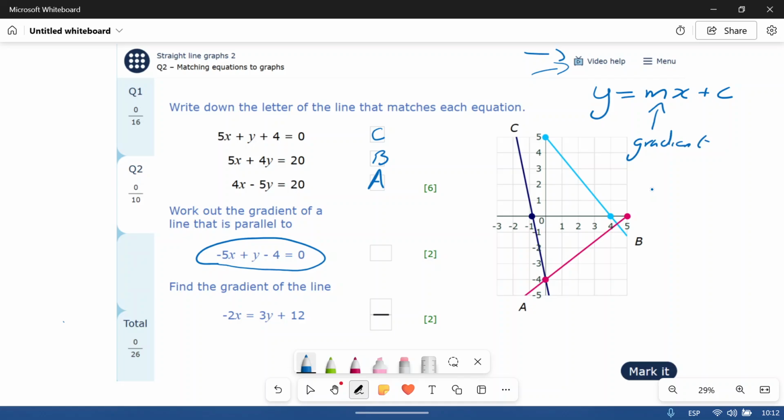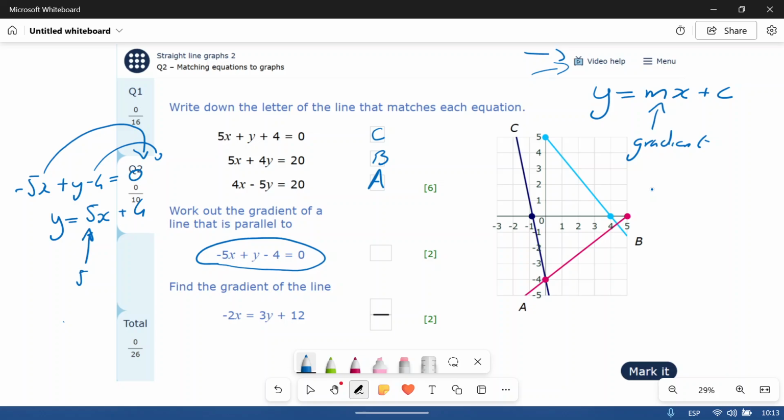Okay, so we need to rearrange this. If we got minus 5x plus y minus 4 equals 0, we want y equals. So we move the minus 5x to the other side. Change sides, change signs. Minus 5x becomes plus 5x. We move the 4. Minus 4 becomes plus 4. Bam. 5 is the gradient.